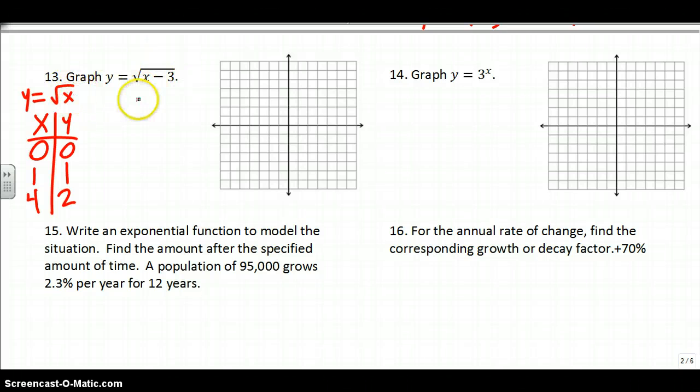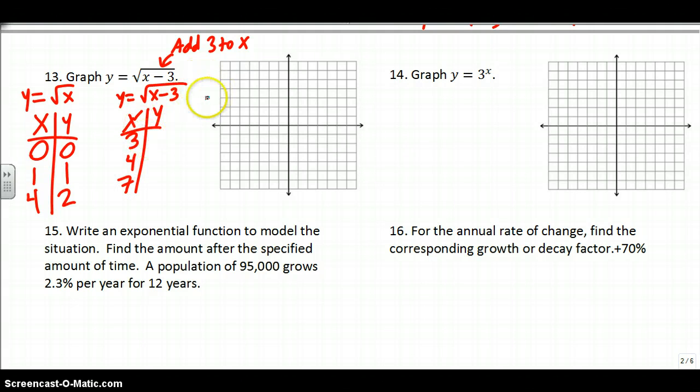I want to graph square root of x minus 3, right? Well, since this minus 3 is in there with the x, I'm going to take the opposite of what I see. This tells me to add 3 to all my x coordinates. You take the opposite whenever it's with the x. So basically it means I'm moving everything to the right 3 units. So when I add 3 to my x's, 0 plus 3 is 3, 1 plus 3 is 4, and 4 plus 3 is 7. Notice there's nothing being added or subtracted on the outside, so the y-coordinates actually stay the same.